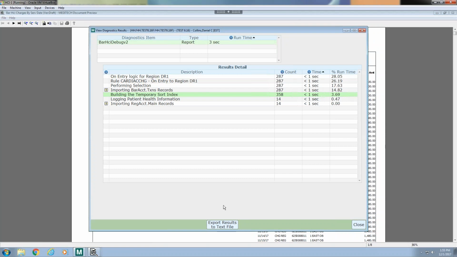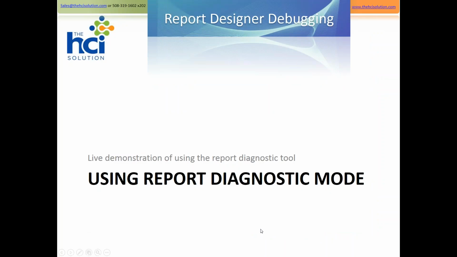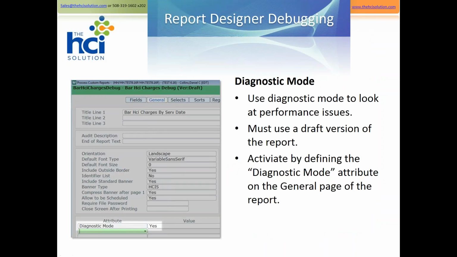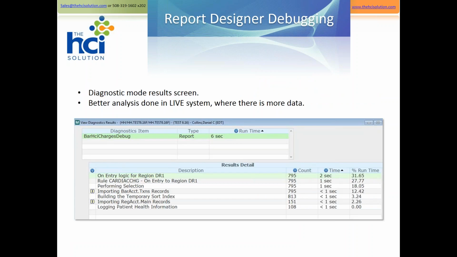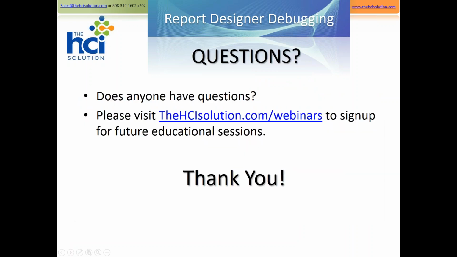All right, let's get back to our slide deck. This slide just highlights, when using diagnostic mode, you have to be in the draft version of the report, and you activate diagnostic mode by adding that diagnostic mode attribute to the general page of the report. The screenshot just shows you a little bit of what we just went over. That's pretty much it.